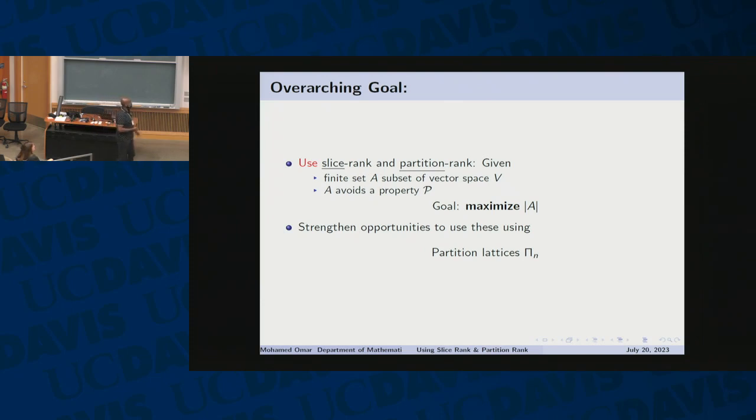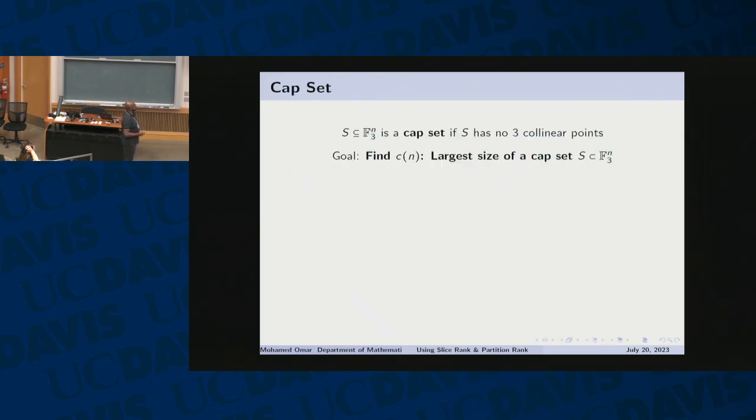For the first half of the talk, I'm going to tell you about slice rank, what it is, how it was used to make large breakthroughs in extremal combinatorics, and go on from there and how I jumped in.